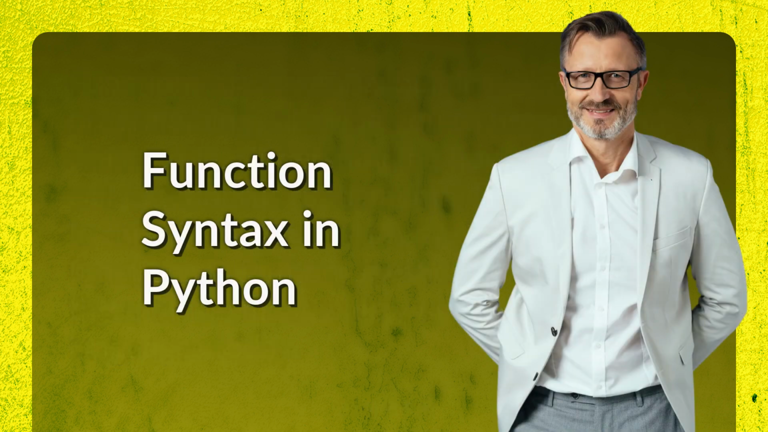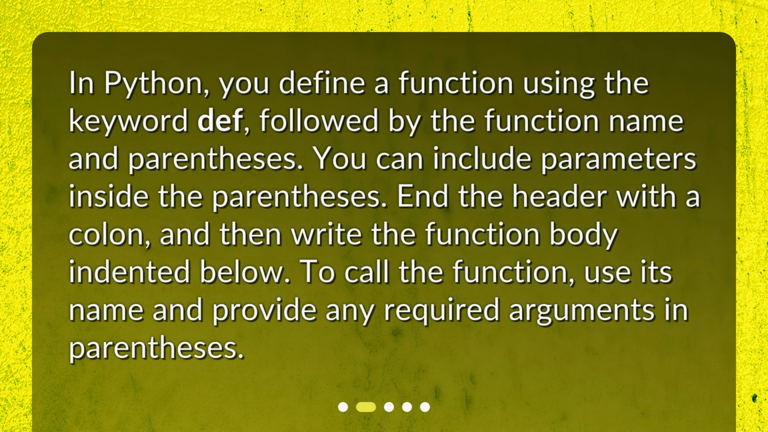Function syntax in Python. In Python, you define a function using the keyword def, followed by the function name and parentheses. You can include parameters inside the parentheses. End the header with a colon, and then write the function body indented below. To call the function, use its name and provide any required arguments in parentheses.